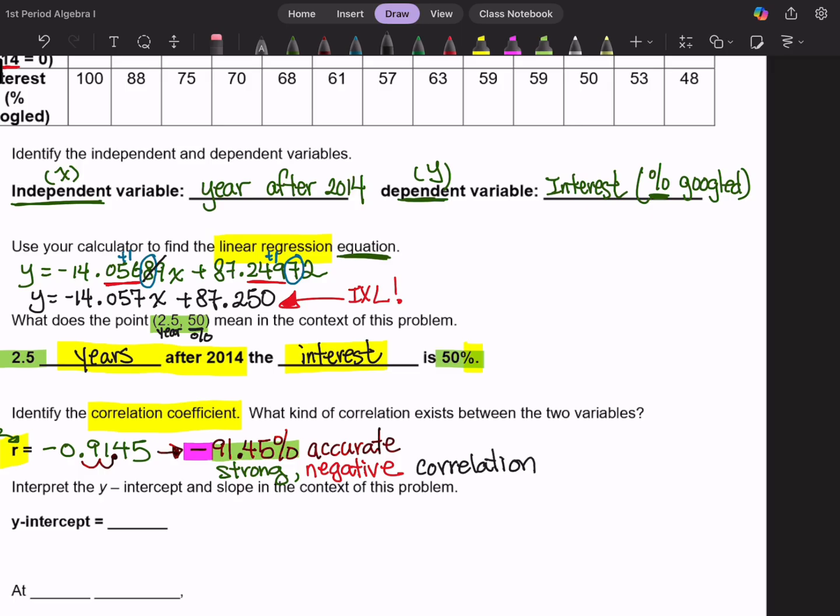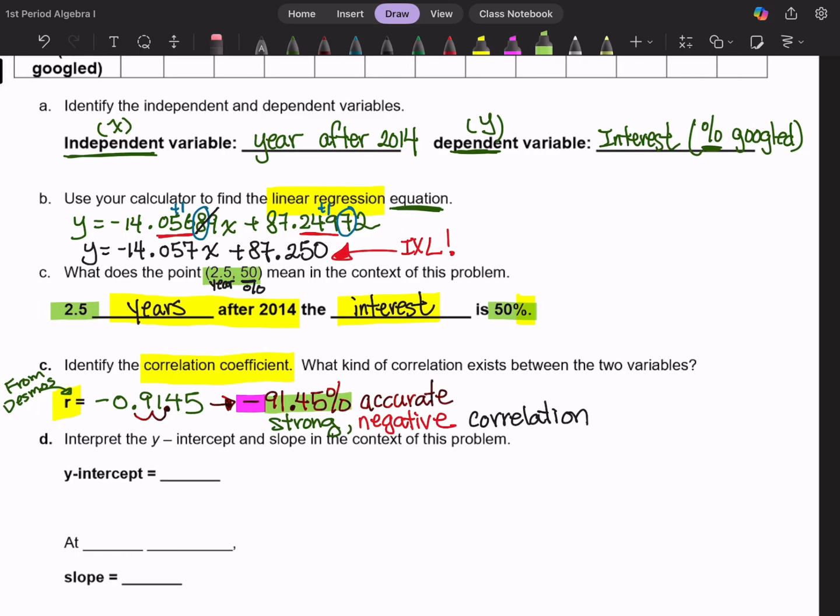So that tells me that the data points are decreasing. The interests are decreasing because of the negative. And then it's strong, meaning that I can trust the prediction if I were to use that equation, let's say, to predict what the interest is in 10 years after 2014. Okay, so that is the correlation coefficient. R comes from decimals, and then you can change it to a percent. That tells you whether it's strong or weak. The sign in front of it tells you whether it's positive or negative.